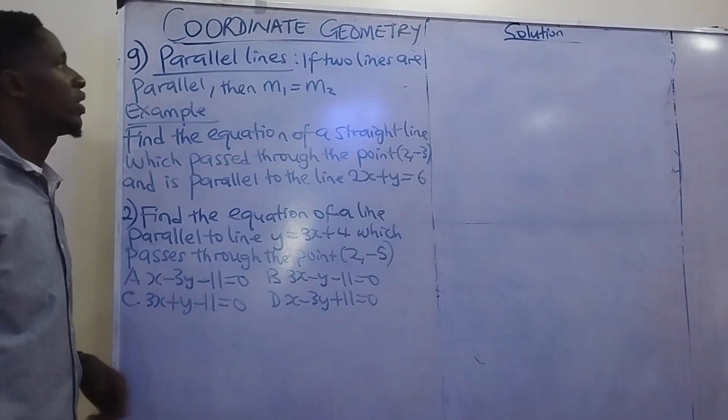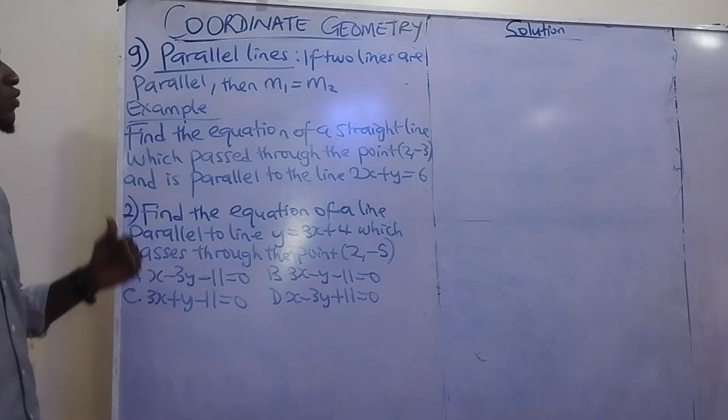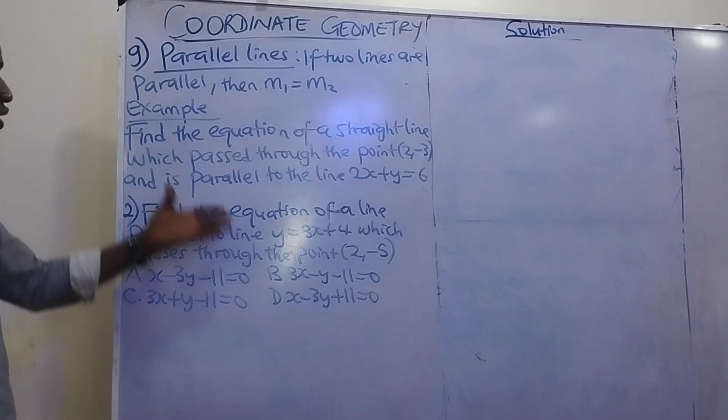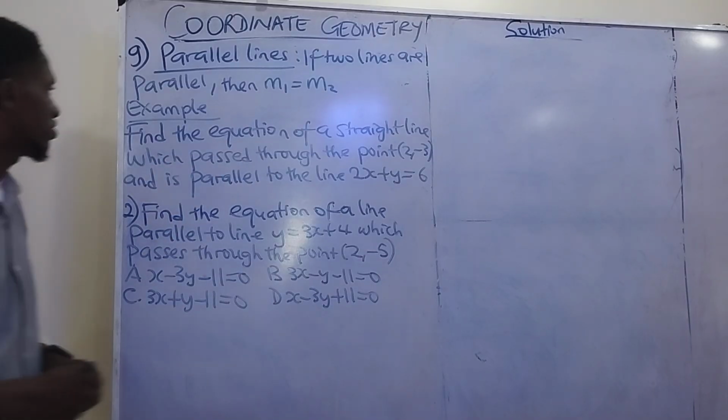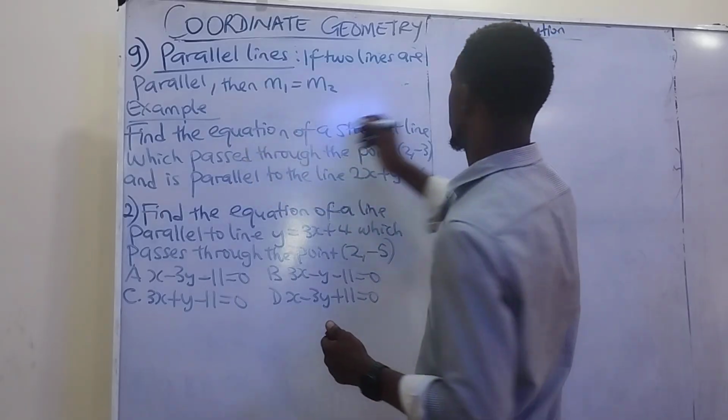We have the next part, which is when two lines are parallel. If two lines are parallel, then m1 is equal to m2. So we have two examples to illustrate this. The first question we have there, number one.